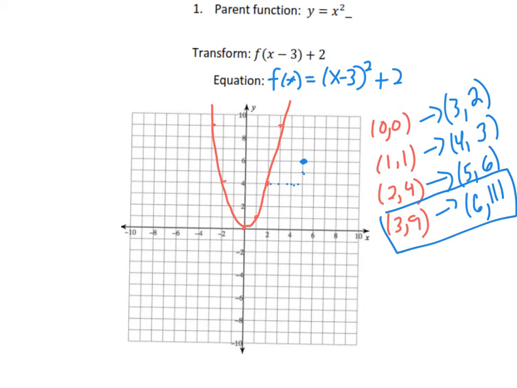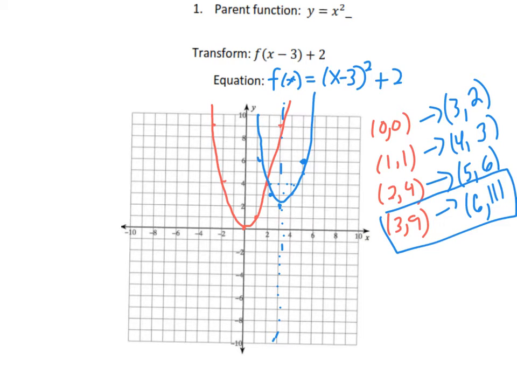So let's go ahead and graph these points. And so we have 3, 2, and 4, 3, and then 5, 6, which we've already graphed, and 6, 11, which is off the graph. So I'm going to do the symmetric points across the axis of symmetry, which is now the line x equals 3. So we have this point right here and this point right here. And so if I draw that graph, there's my new parabola.